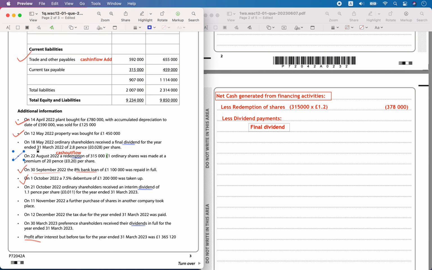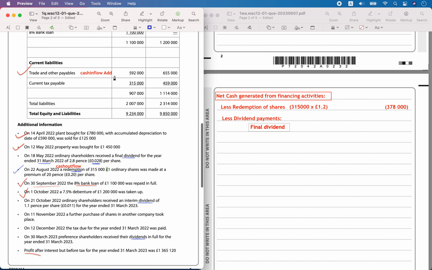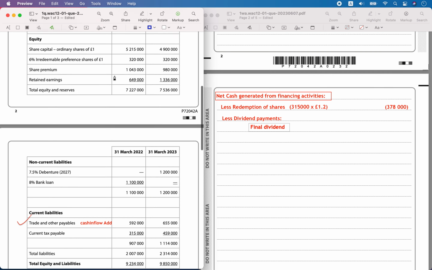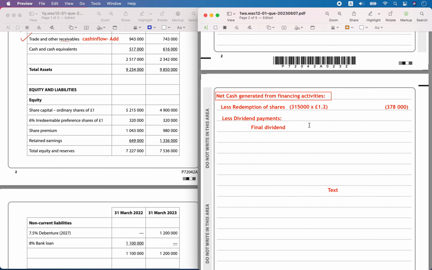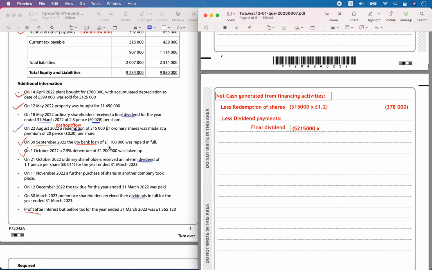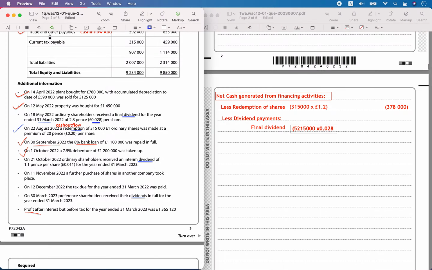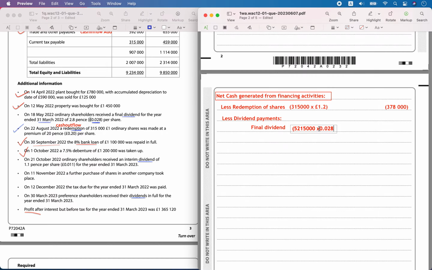So for 31st March, they have given the rate as 0.028. Let's see what was the number of shares on 31st March. So they had 5,215,000 shares, and they were paid at the rate of 0.028 pounds. So this was a payment that was done.